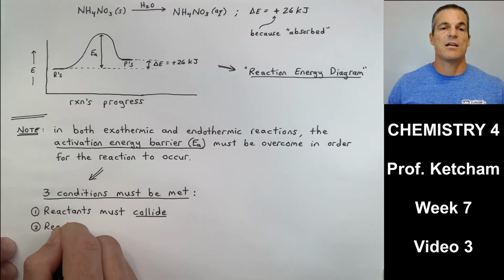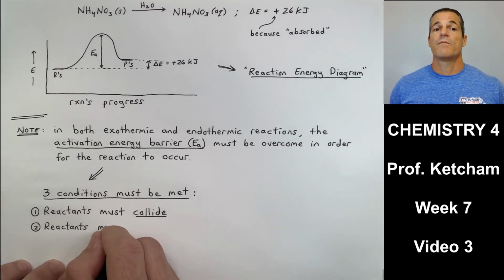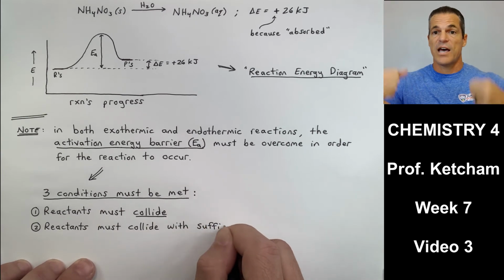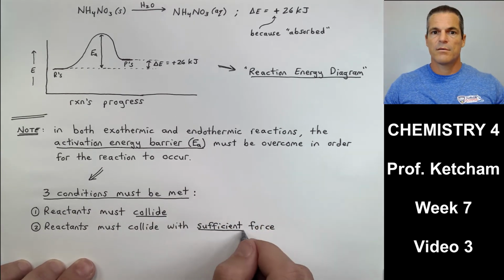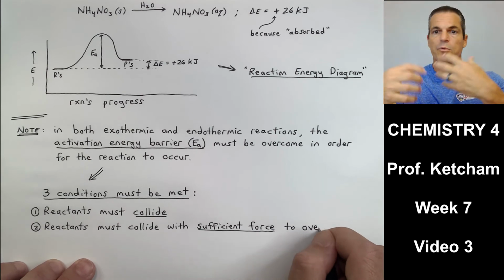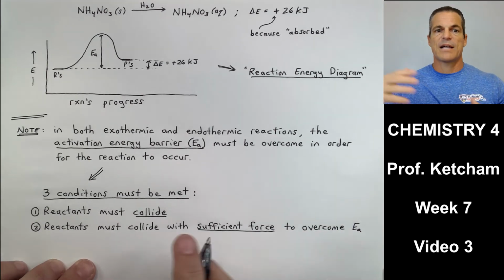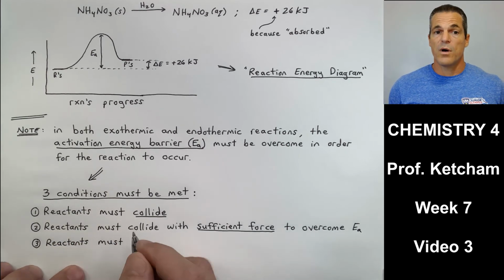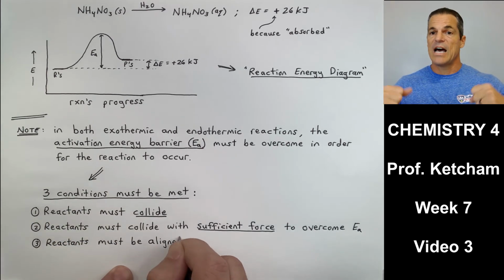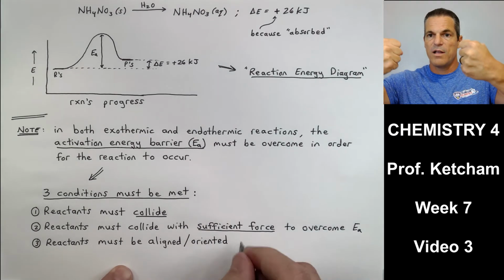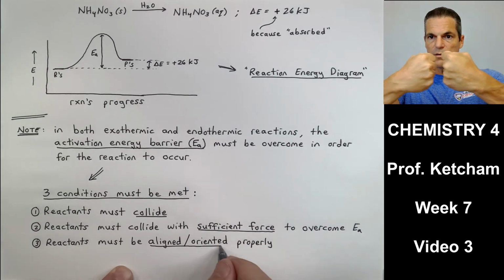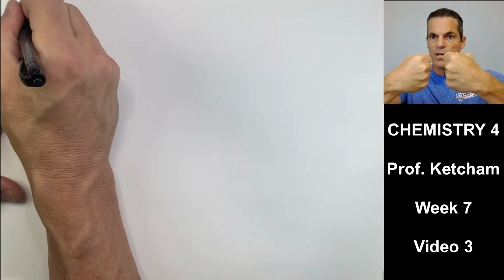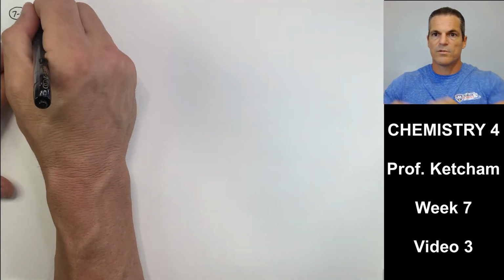So three conditions have to be met in order for you to overcome this activation energy barrier, this big EA hump that you see on both of the reaction energy diagrams. First, the reactants have to collide, and then second, the reactants have to collide with enough force, right? So that when they have enough force, they break the reactant bonds and overcome this activation energy, and then they can form product bonds. And then the third one is that reactants must be aligned or oriented properly. So if this is what's needed for two reactants to collide, you wouldn't want them to collide like this. You'd want them to be aligned properly so that they can move to products.